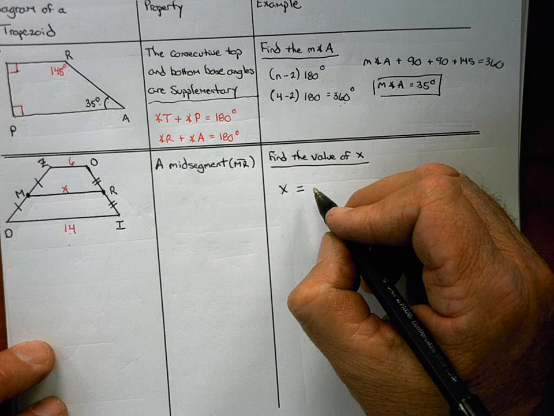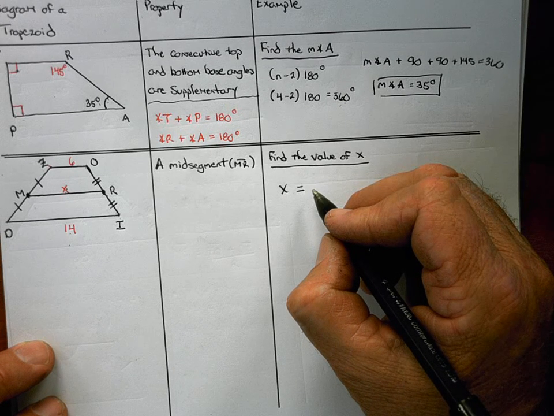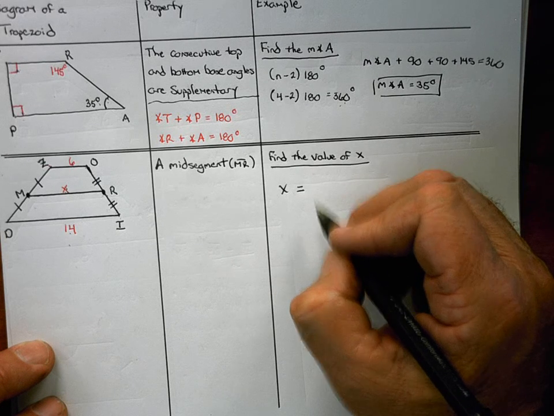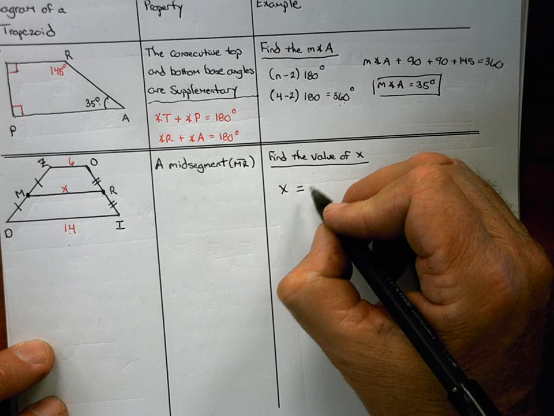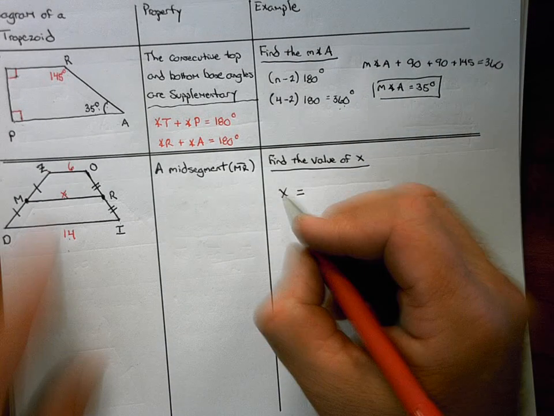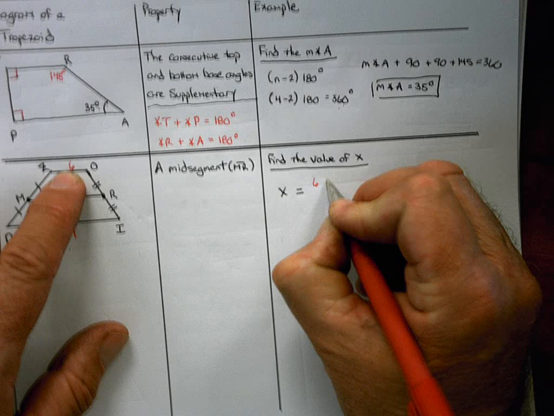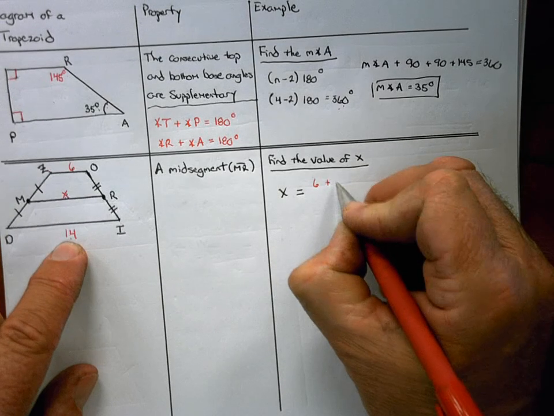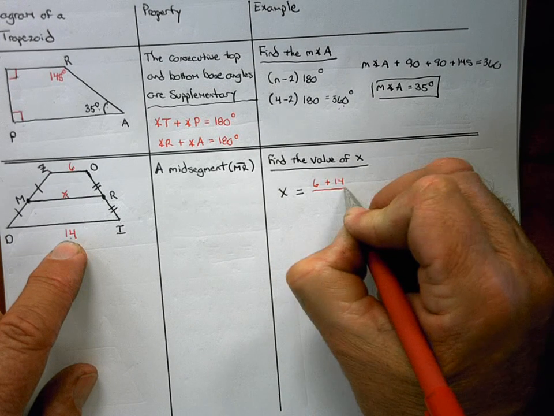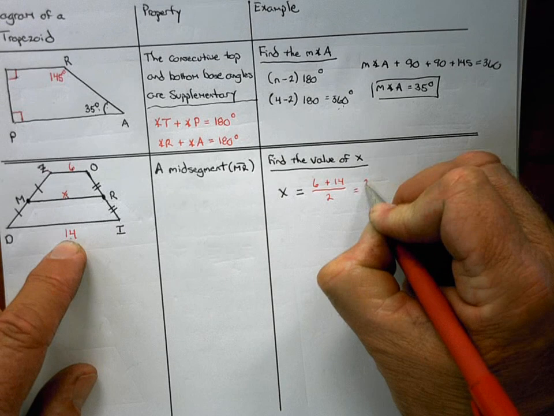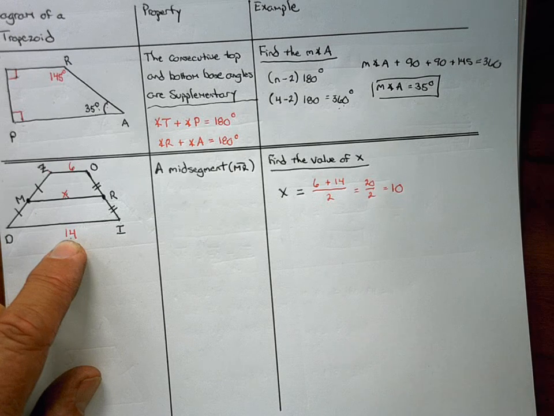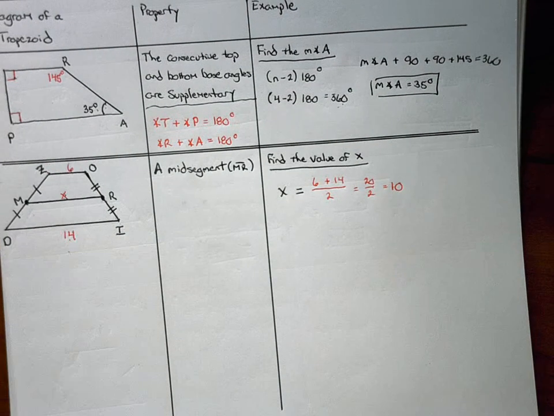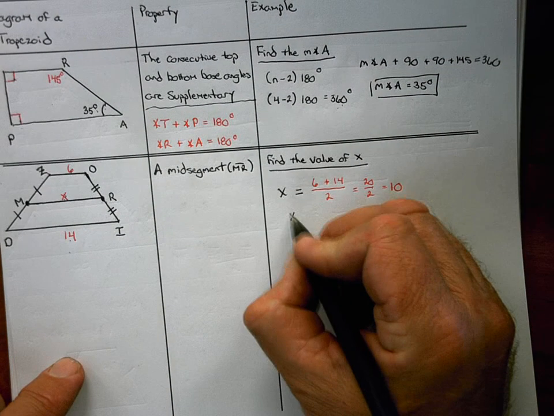Come on. Last year you guys did this when you did mean, median, and mode. Yes, you add the two numbers up and you divide by 2. Watch, you take the base, one of the bases 6, add it to the other base, 14. Then you divide that by 2. 6 plus 14 is 20. 20 divided by 2 is 10. Jalen, you are a genius. So in this case, x would have to be equal to 10.